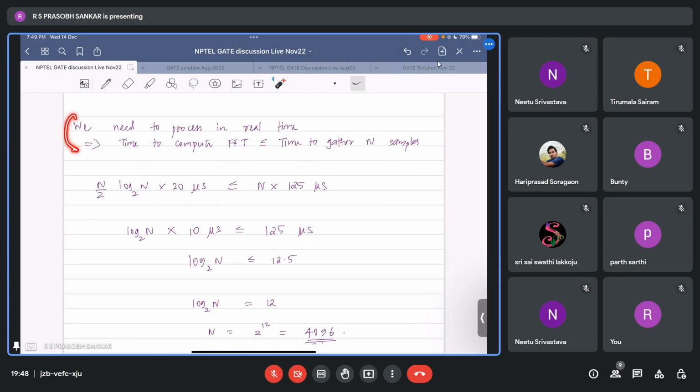So to make sure that we can do real time processing, the total time required to compute the FFT should be less than or equal to the time to gather N samples. So this argument is okay, right? Is there any doubt here? Shall we proceed?